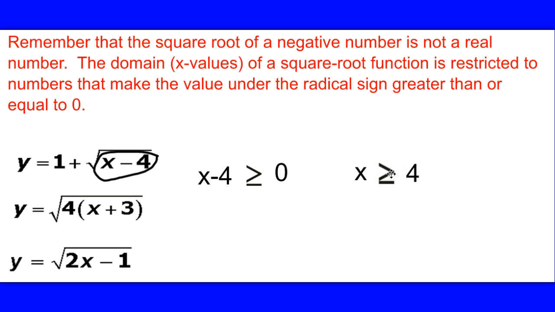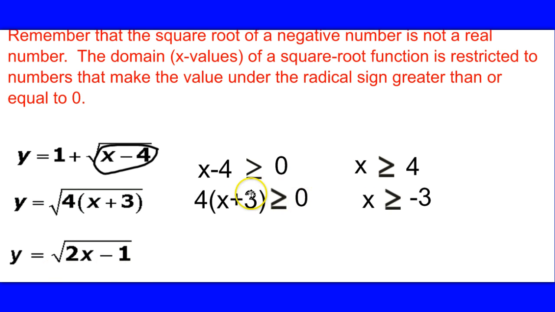So when you are choosing x values to go in here, you know you can pick any number from 4 on up. Now let's look at the second one. You set up an inequality and then just solve it and find out that x has to be greater than or equal to negative 3. That's just how easy it is.